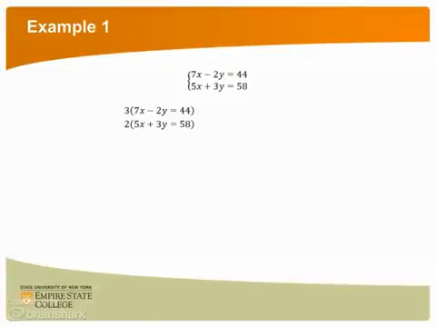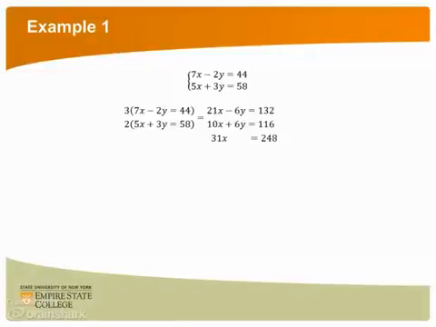Now we will crisscross the coefficients for y. We bring the 3 up and bring the 2 down. However, we switch the sign on the 2 to a positive. We multiply those numbers through the entire equation, including the numbers after the equal sign. Multiplying, we get 21x minus 6y equals 132, and 10x plus 6y equals 116. Note that the coefficients for y, the variable we are trying to eliminate, now match except for the signs.